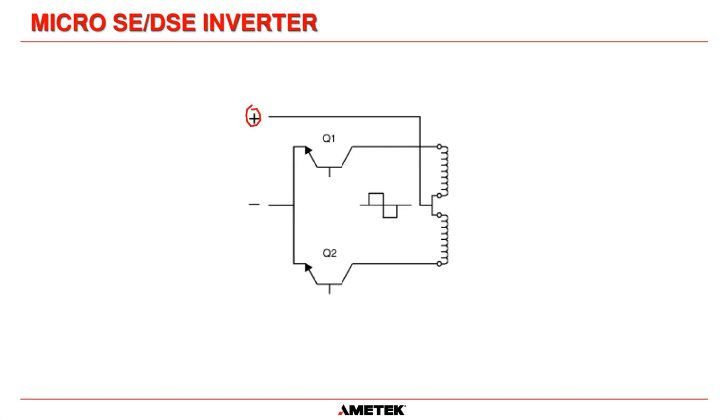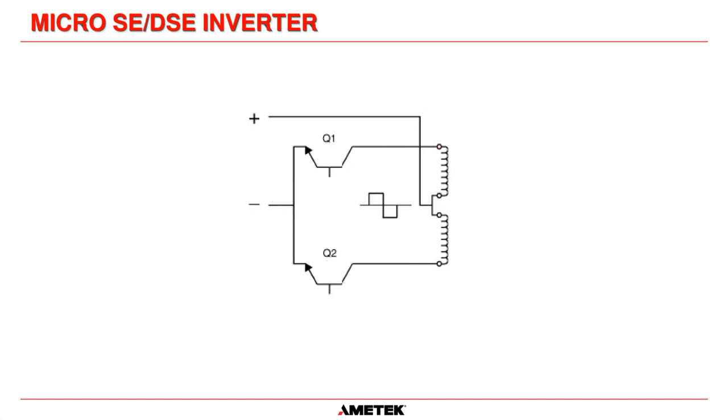Once again, we've got our positive and we've got our negative, but now instead of switches, we've got IGBTs, Q1 and Q2. So in the first circumstance, we have our positive coming through to the center point of this transformer here. And if Q1 is on, then we create this path down to negative, which makes positive here on the transformer, negative here on the transformer.